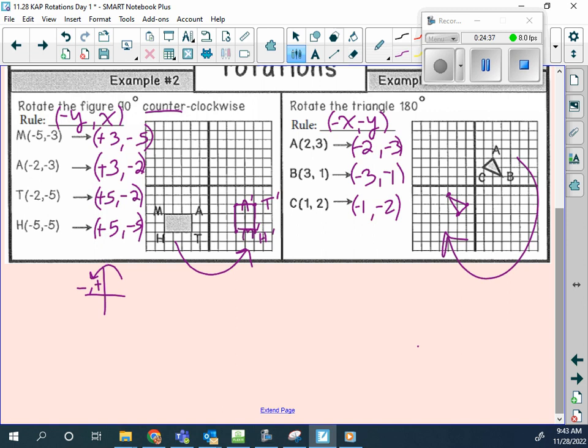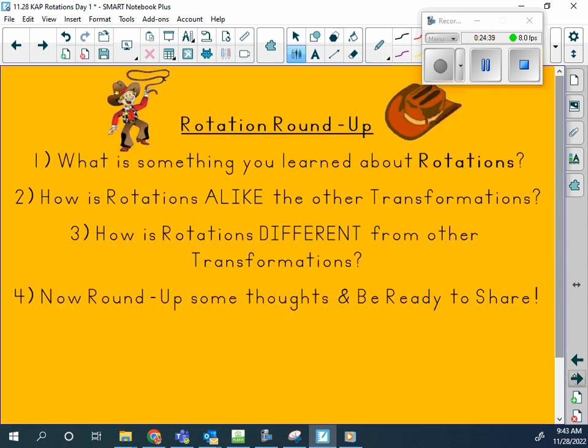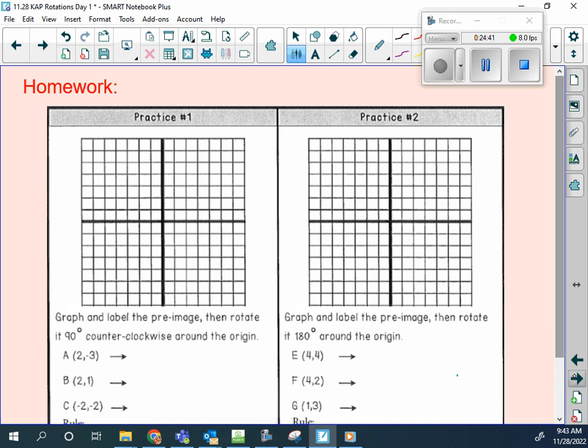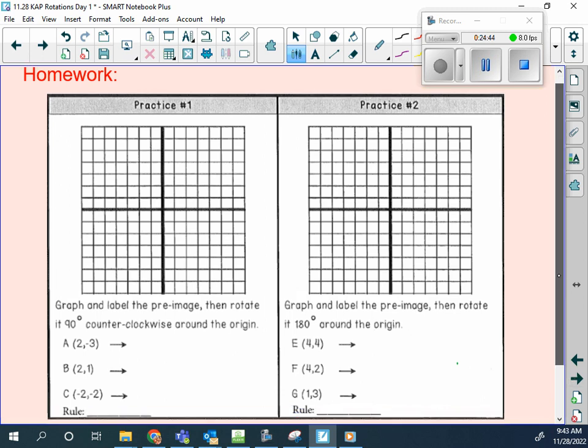Okay, so I know we're running short on time, y'all. Your homework is the bottom half of this page. It's left here. That's all you have to do.